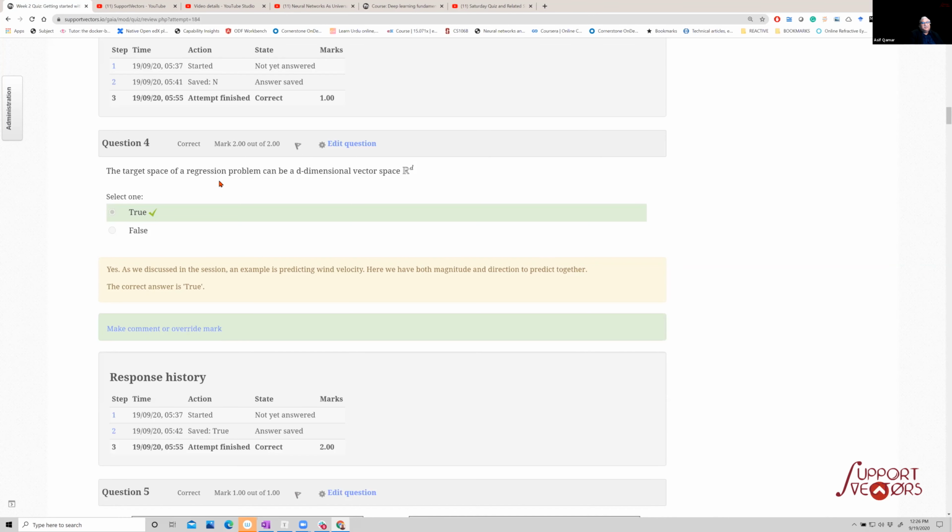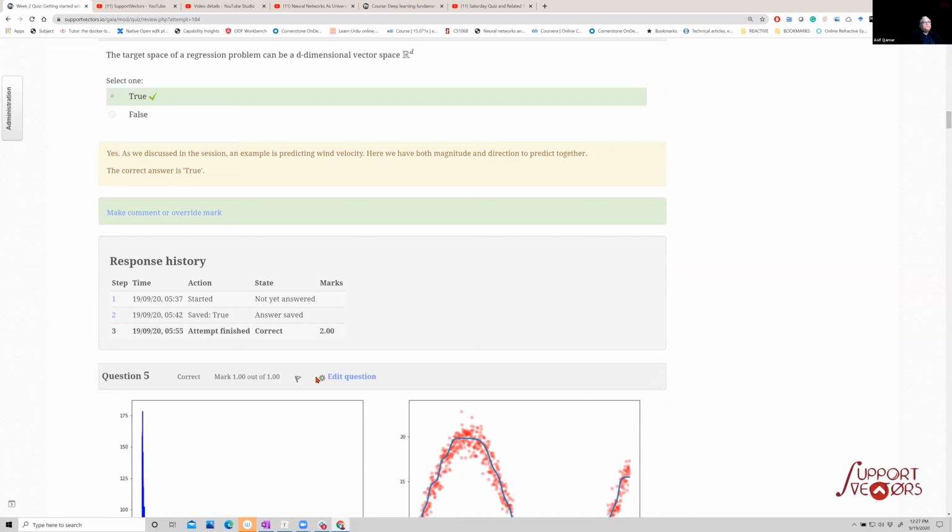For example, one easy example is wind velocity. When you talk of wind, you talk of how fast the wind is blowing, and you also ask about the direction. So if you want to predict the wind velocity, you have to predict the whole pair, magnitude and direction. So it could be a d-dimensional vector space.